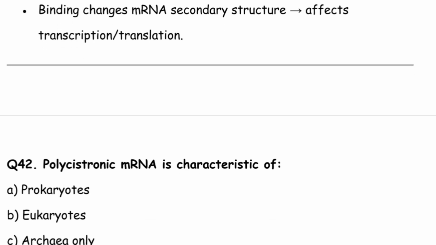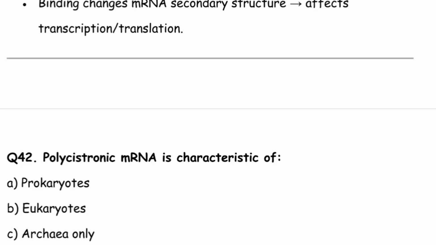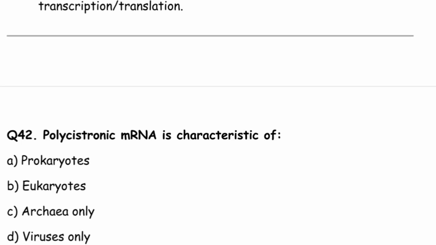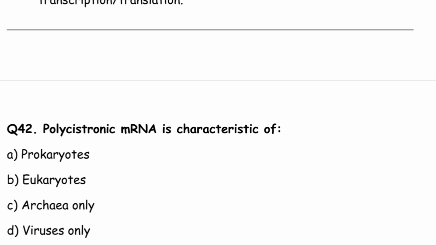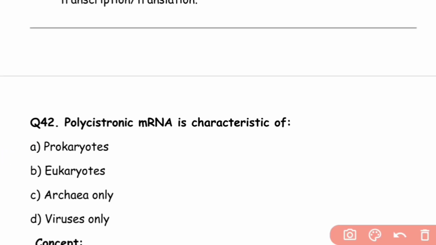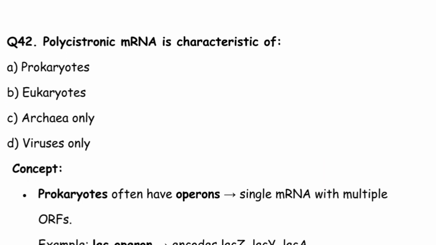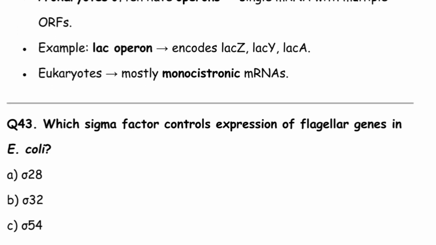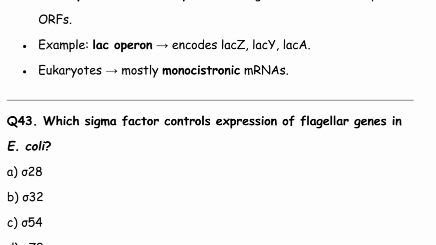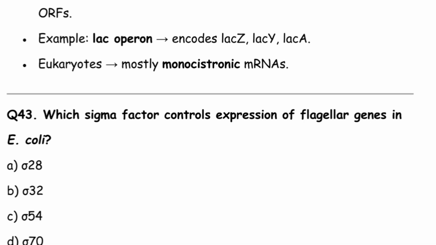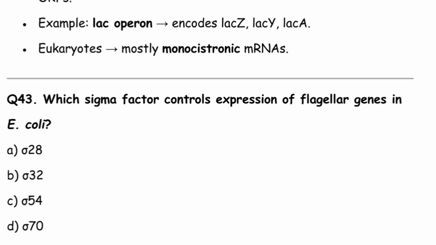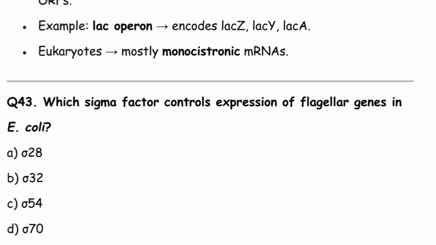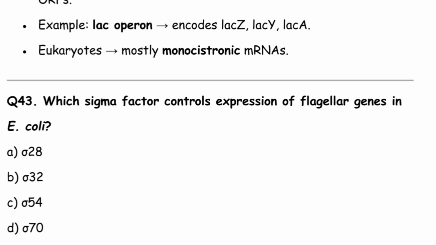Next question. Polycistronic mRNA is characteristic of A. Prokaryotes, B. Eukaryotes, C. Archaea only, and D. Viruses only. Correct answer is prokaryotes. Next question. Which sigma factor controls expression of flagellar genes in E. coli? A. sigma 28, B. sigma 32, C. sigma 54, or D. sigma 70. As already seen, it is sigma 28.